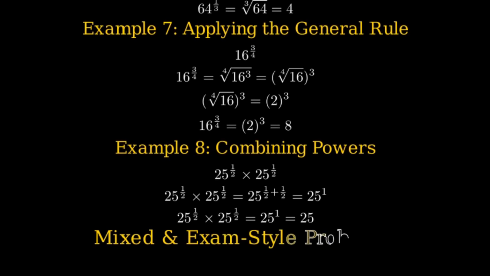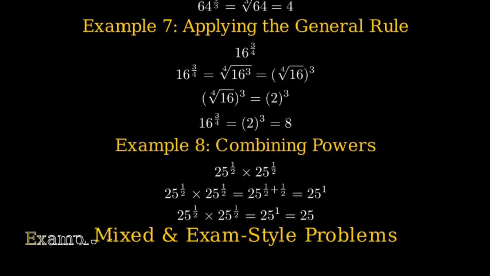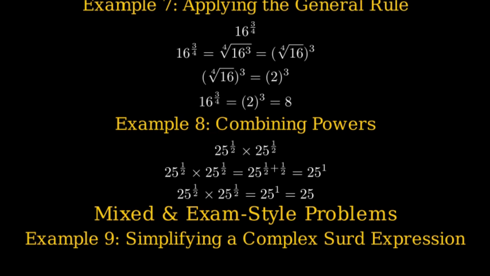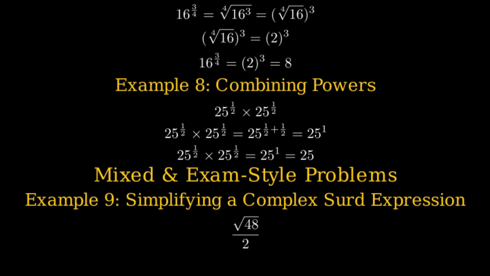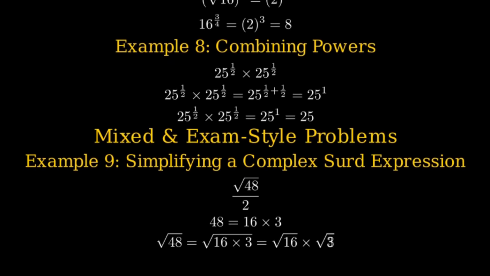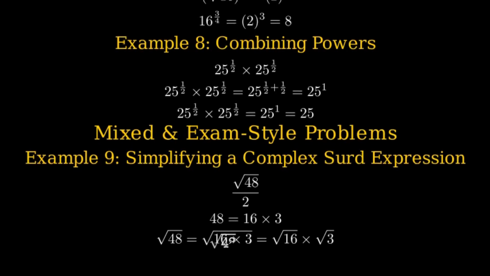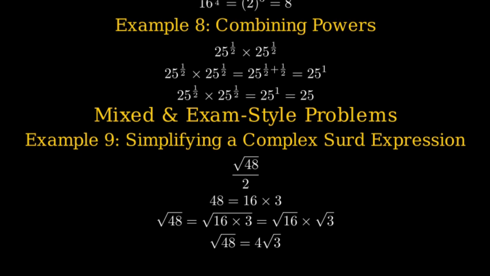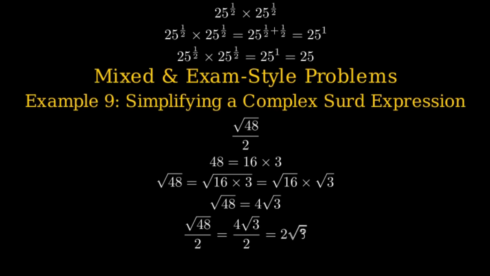Now let's try some more challenging, exam-style problems that combine the concepts we've learned so far. In example 9, we'll simplify a more complex surd expression. We need to simplify the fraction root 48 over 2. First, let's simplify the root 48 in the numerator. We can rewrite 48 as 16 times 3. So, root 48 equals root of 16 times 3, which equals root 16 times root 3. Since root 16 equals 4, we have 4 root 3. Now our expression is 4 root 3 over 2, which simplifies to 2 root 3.